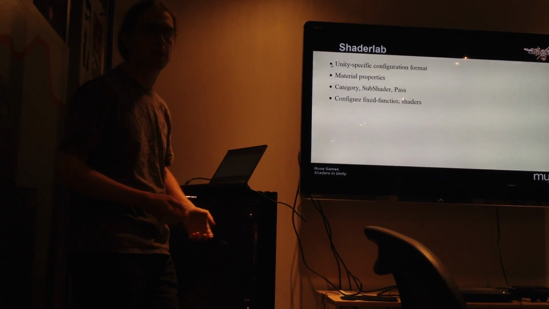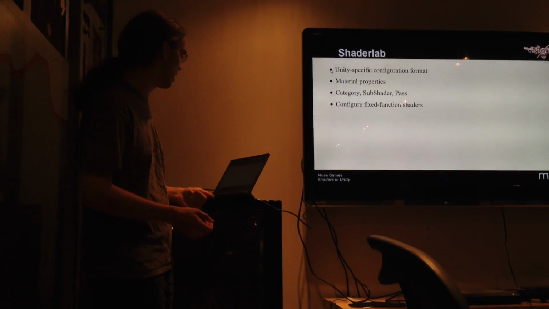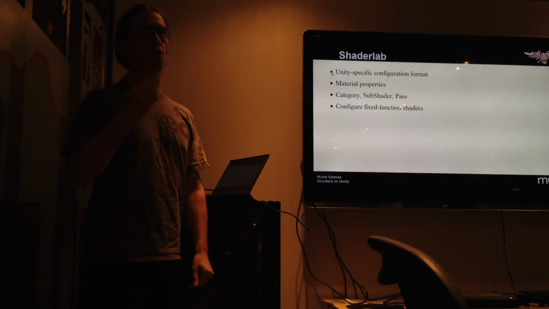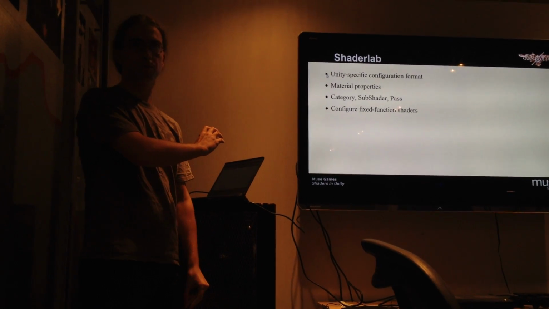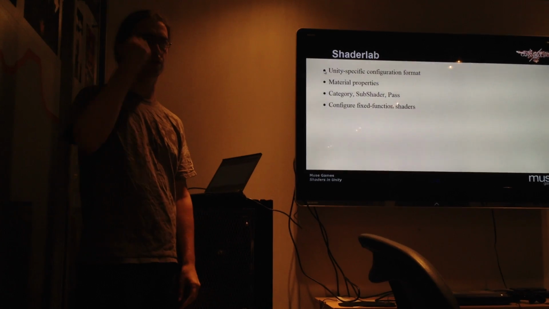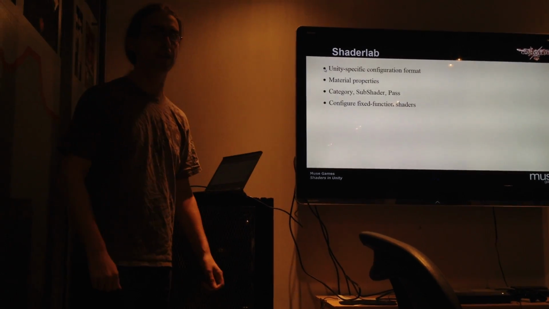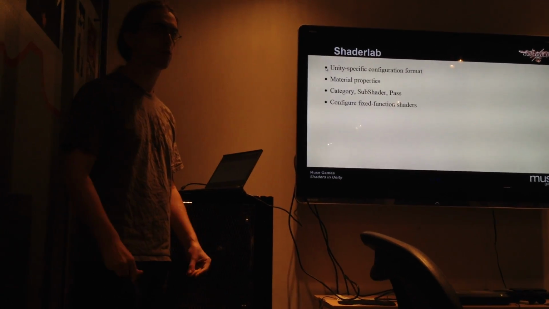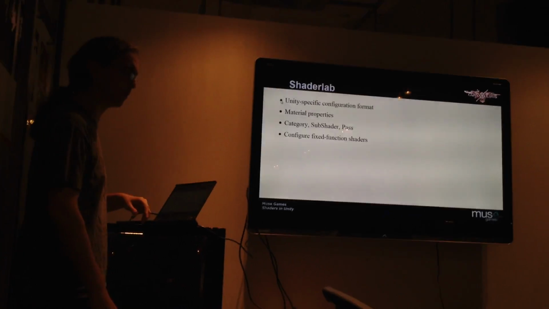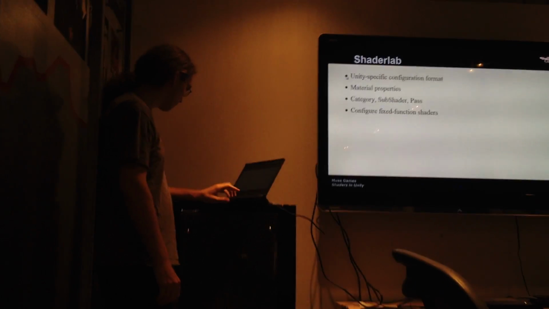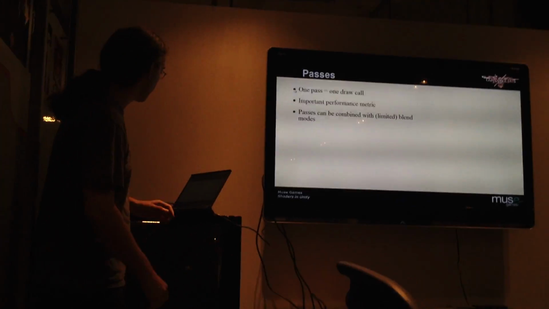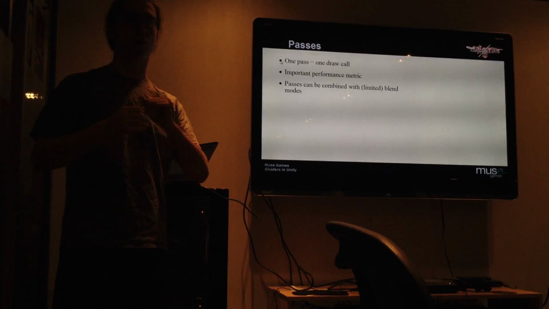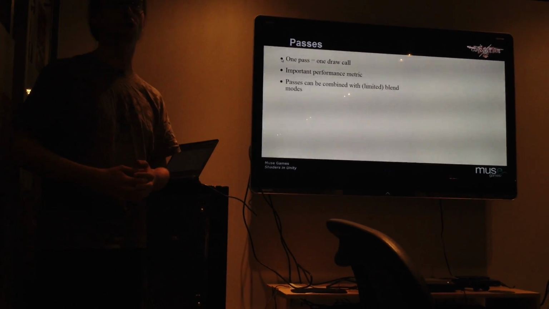Also within Shader Lab, you can configure fixed function shaders, which are the old way of doing GPU rendering, where the GPU itself just knows how to do lighting. You don't have any control over it. It's mostly irrelevant with any recent hardware, but Unity still supports it, and you can still sometimes do useful things with it. All right, passes. This comes back to the draw call problem. One pass is one draw call.